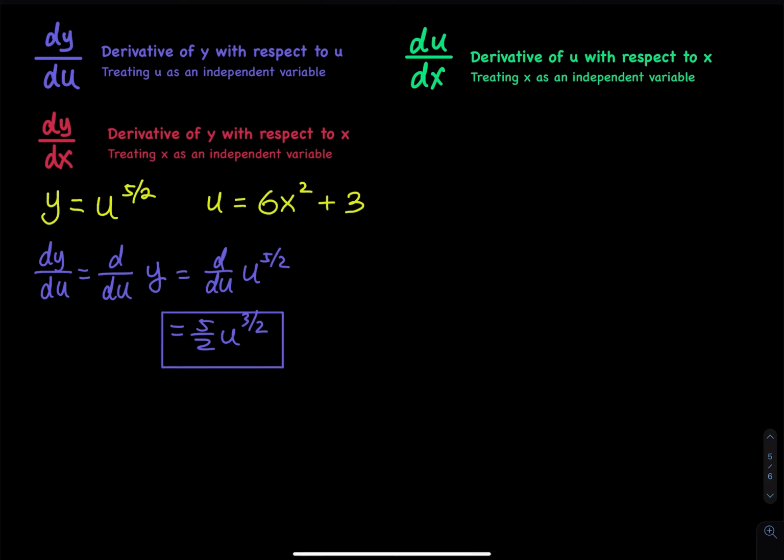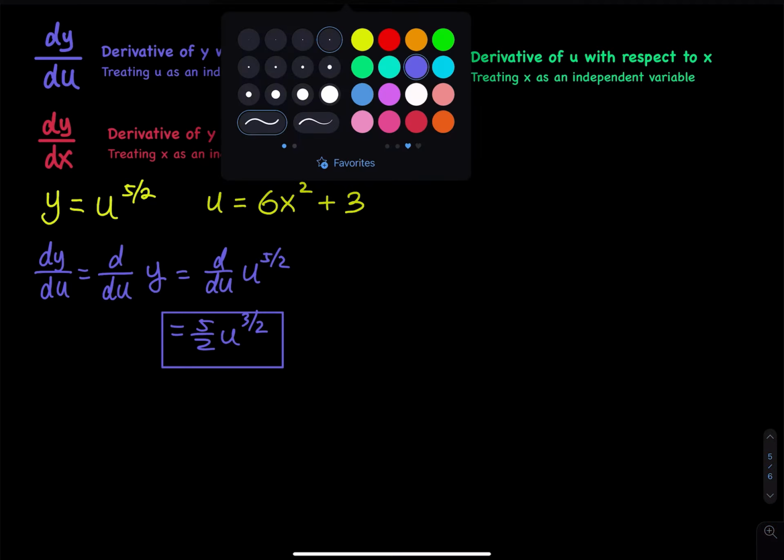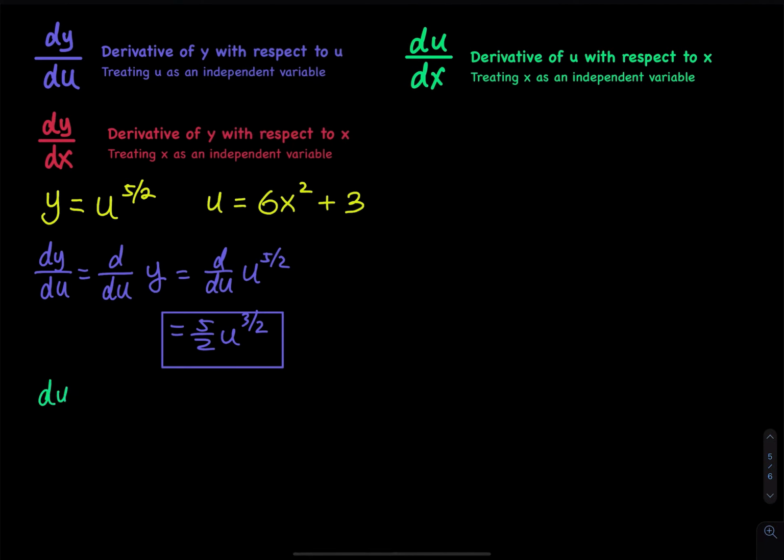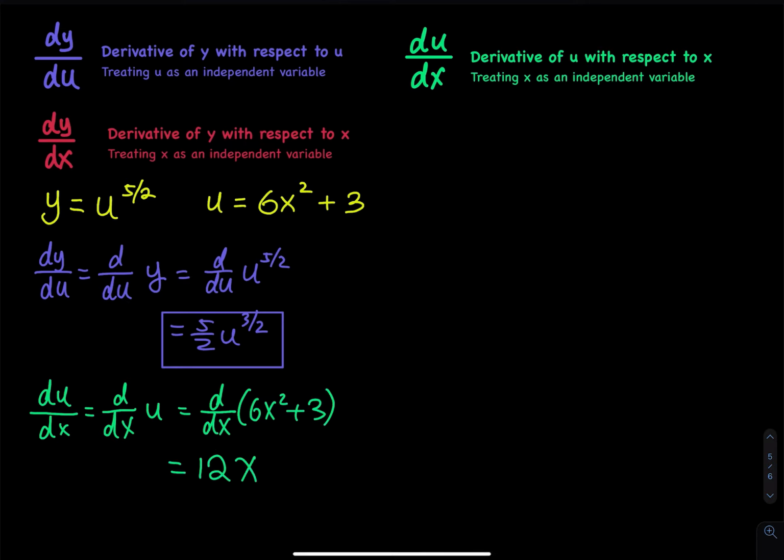And then the next one is du/dx. So the derivative of u with respect to x. Another way to write this is d/dx of u, and u is equal to 6x squared plus 3. Using the simple power rule, you bring the 2 down, you have 12x. The derivative of 3 is equal to 0. So du/dx is equal to 12x.